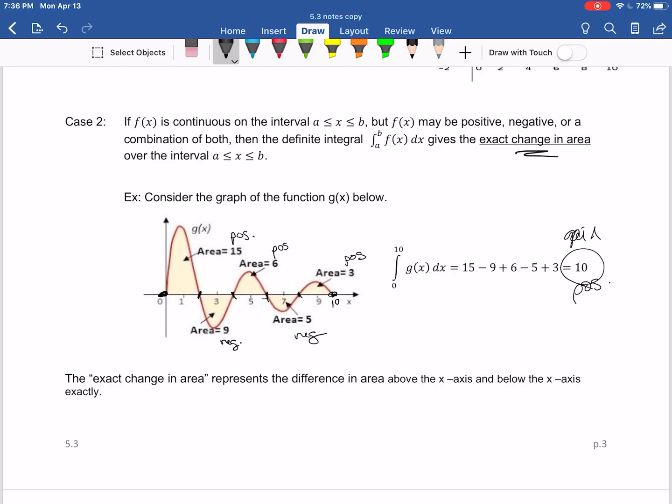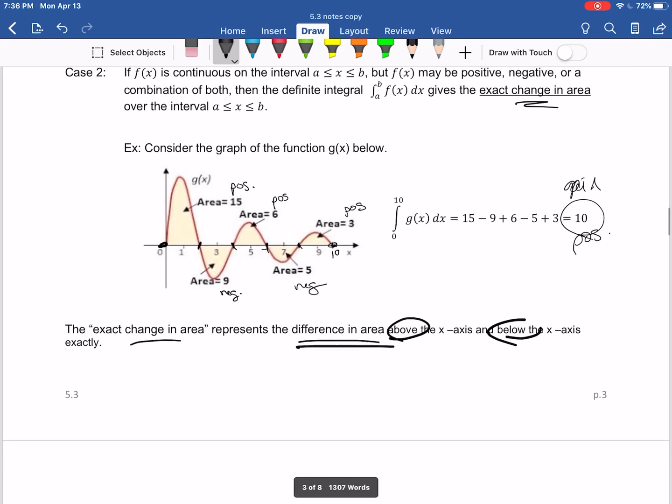Okay, so in this case, the exact change in area is going to be the difference in the area above the x-axis and below the x-axis. Above means positive, below means negative.